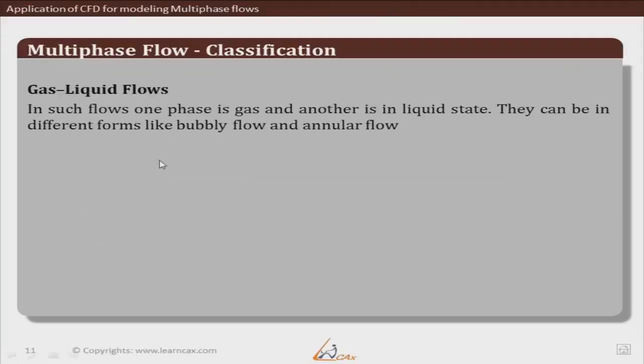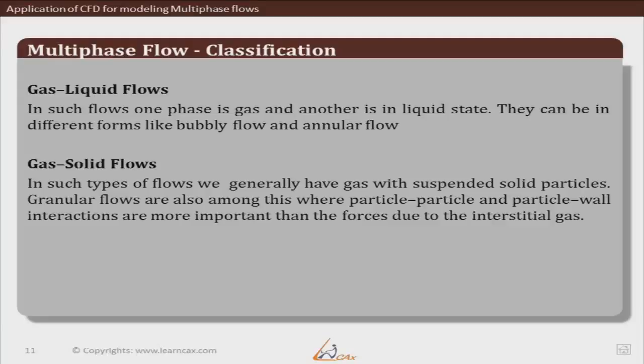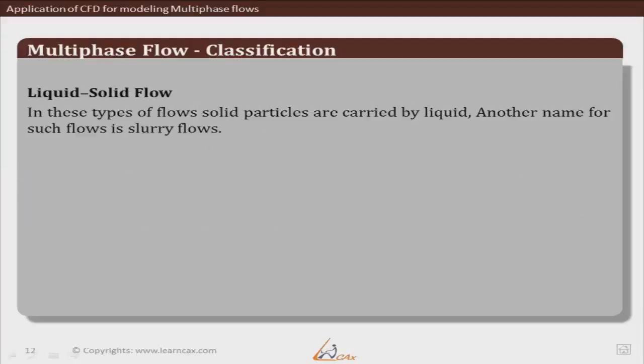Now the next type that we will see is gas liquid flows. These are now based on the basic type of phase that is involved. So in gas liquid flows, as the name suggests, there is involvement of gas and liquid flowing together, and this can be in different forms like bubble flow and annular flow. Also, similar to gas liquid, there are gas solid flows in which there is presence of a gas medium and a solid medium. An example is solid particles dispersed or suspended within a gaseous medium. Granular flows are also an example, or a subtype, within gas solid flows. Then there are also liquid solid flows where solid particles are carried by liquid, which is the continuous medium.